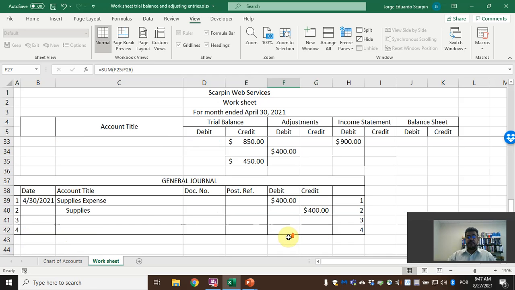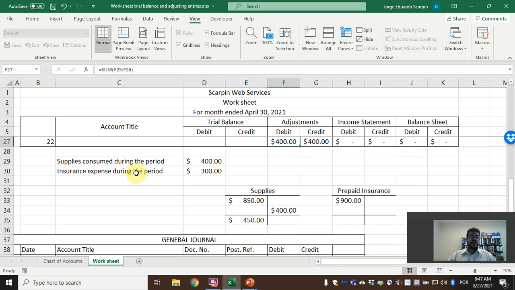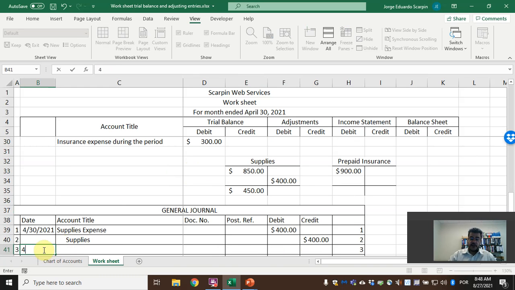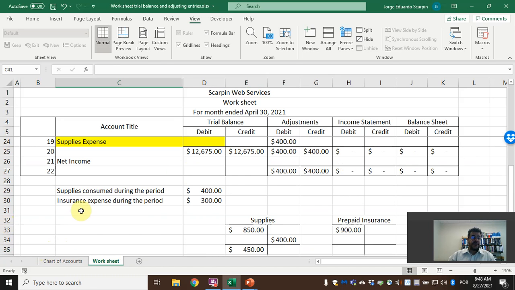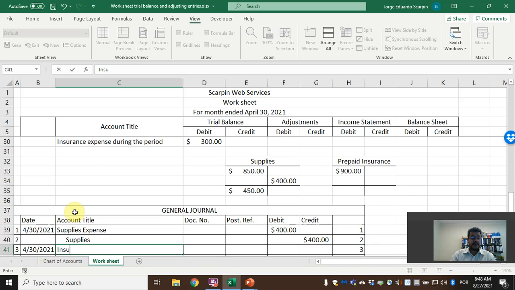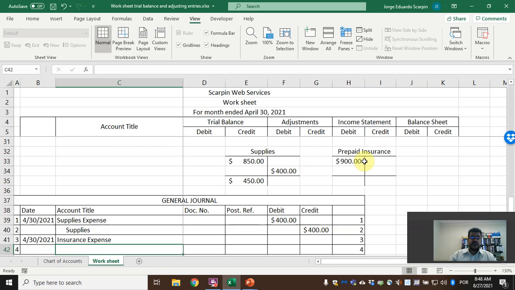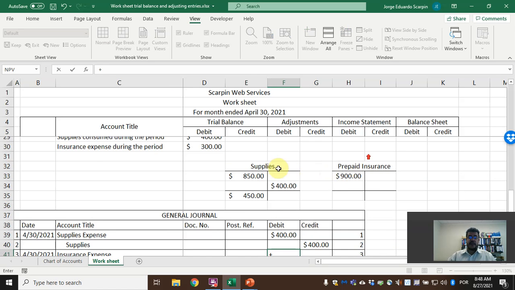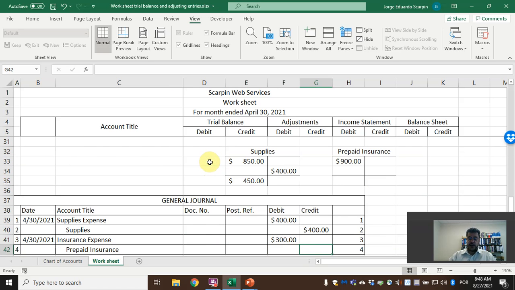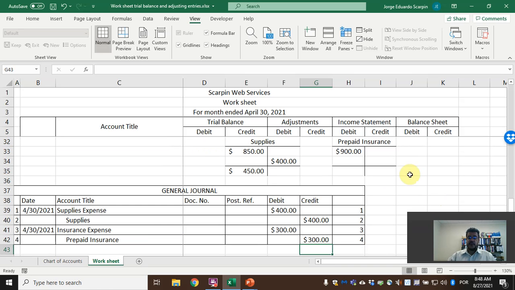The other one, prepaid insurance, the same. Insurance expense during the period, $300. So date, April 30th. What is the name of our expense here? Insurance expense. And the credit, we need to decrease this prepaid insurance. So prepaid insurance. Debit, $300. Credit, $300. So we will credit prepaid insurance, $300.